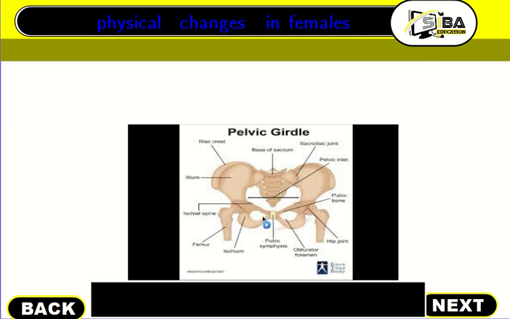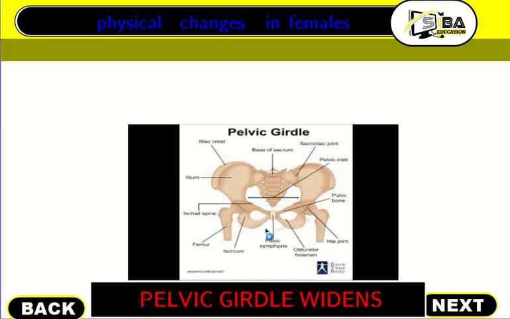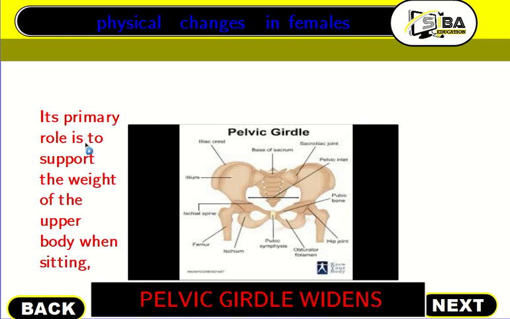Then another one we look at, this is the pelvic girdle. The pelvic girdle plays a very important role in females. When you see that their hips have been enlarged, it is due to the pelvic girdle. It has a purpose. The pelvic girdle widens or enlarges, and its primary role is to support the weight of the upper body when you are sitting. So when you are sitting down, the function of the pelvic girdle is to support your upper part, from your waist up, your body weight.